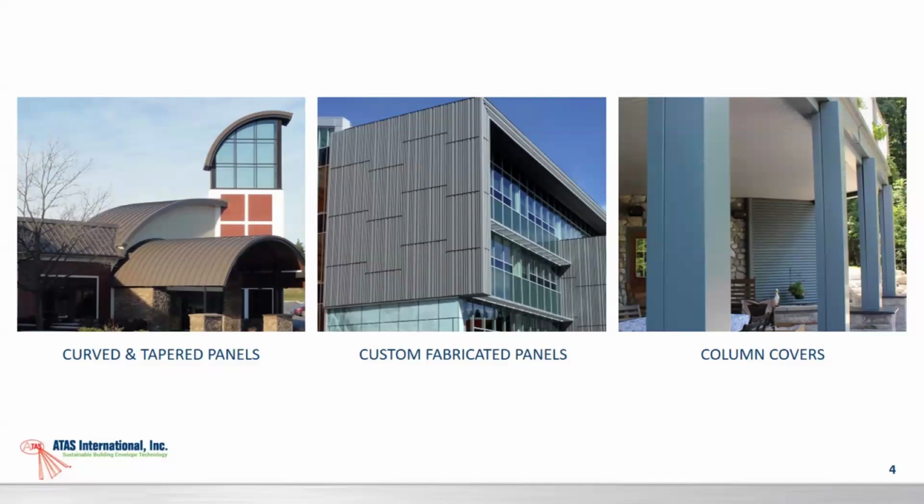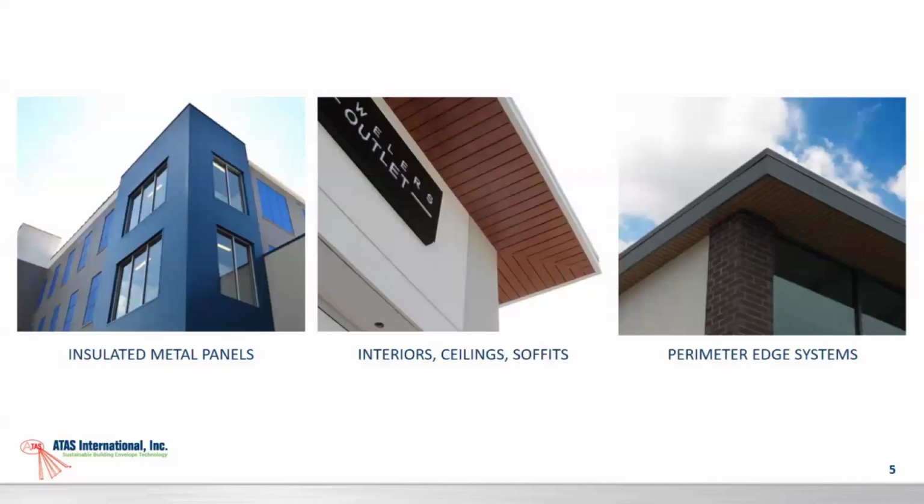We get into a lot of column covers, and of course the insulated metal panels, which we'll be discussing today. A new area that continues to grow is our interiors, our ceilings, and our soffits. One unique thing about ATAS is we use all PVDF paint finishes that you would normally see on the exterior of the building, but we also continue that quality on the interior of the building. We also offer perimeter edge systems that would be anti-spray and also ES1 tested.